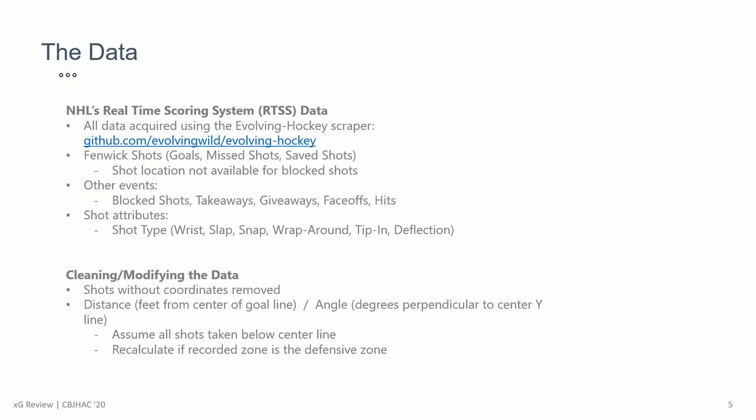So we assume that a shot was taken from below the center line, but then we rely on the NHL's recorded zone to determine long shots. So if a shot was, say, recorded at 120 feet in the defensive zone, we're going to assume that that is correct. Sometimes it's not, but overall we found that it is correct. So that's the first thing, and that goes for angle.